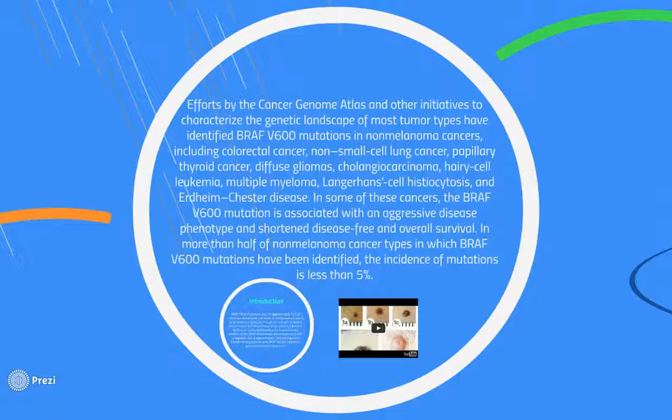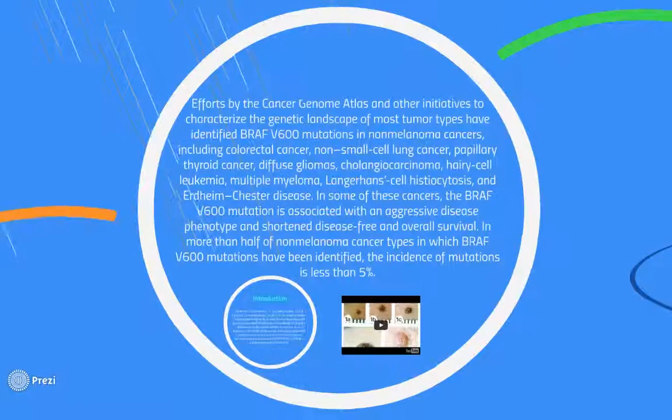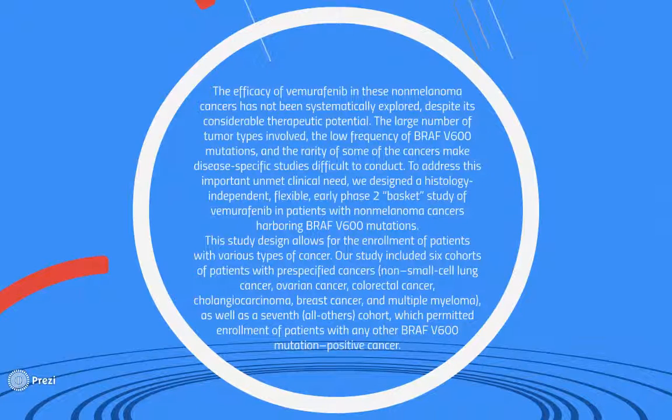In more than half of the non-melanoma cancer types in which BRAF V600 mutations have been identified, the incidence of mutations is less than 5%. The efficacy of Vemurafenib in these non-melanoma cancers has not been systematically explored despite its considerable therapeutic potential. The large number of tumor types involved, the low frequency of BRAF V600 mutations, and the rarity of some of the cancers make disease-specific studies difficult to conduct.